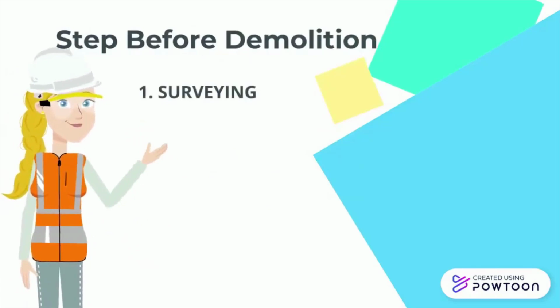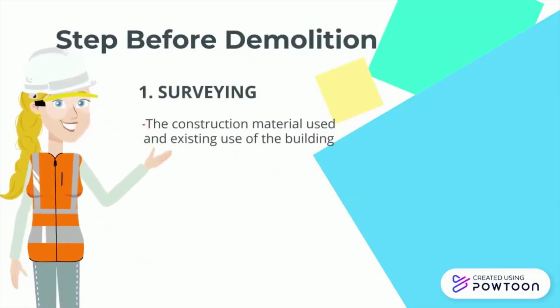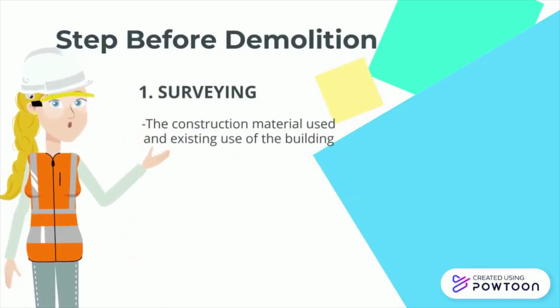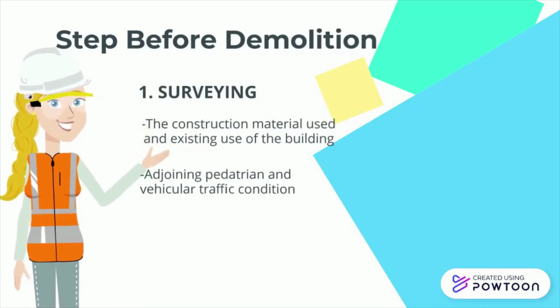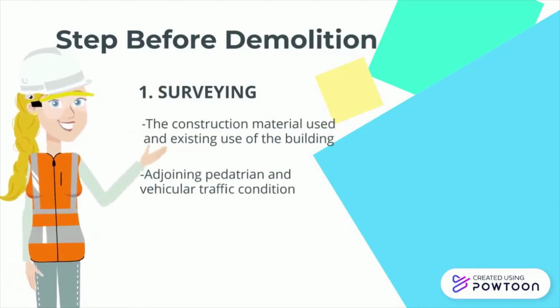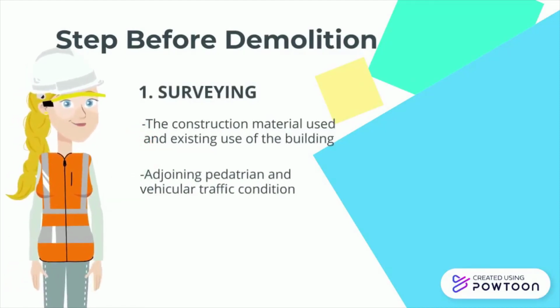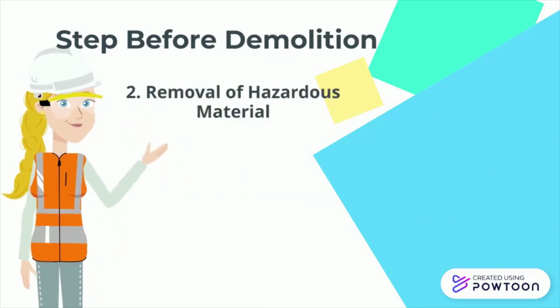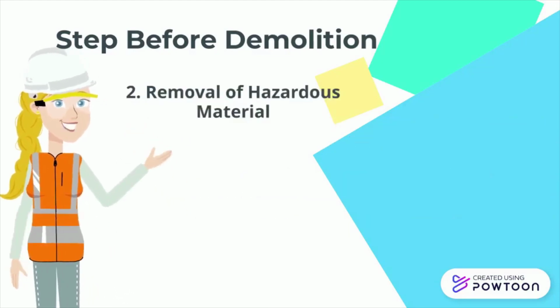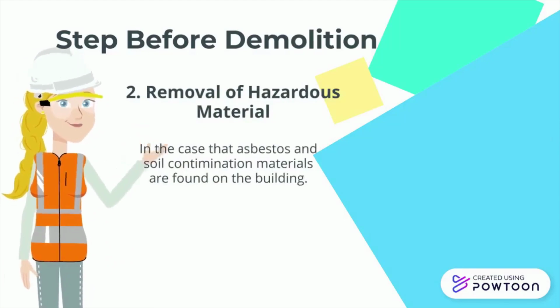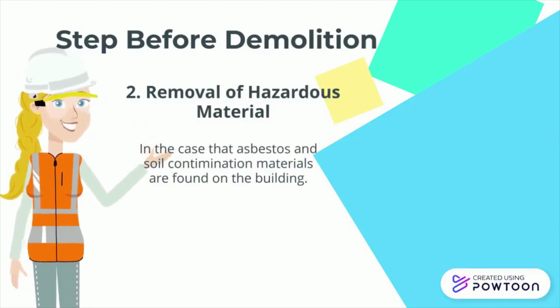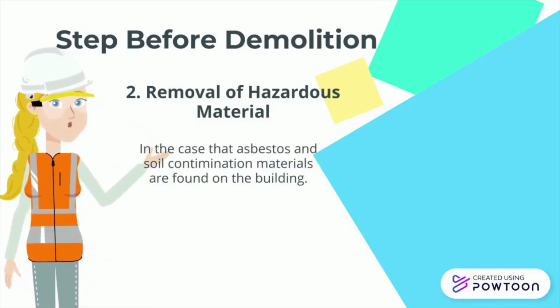Surveying should cover: 1. The construction material used and existing use of the building. Next is adjoining pedestrian and vehicular traffic condition. Lastly is the sensitivity of the neighborhood. Second is removal of hazardous material, in the case that asbestos and soil contamination materials are found on the building.